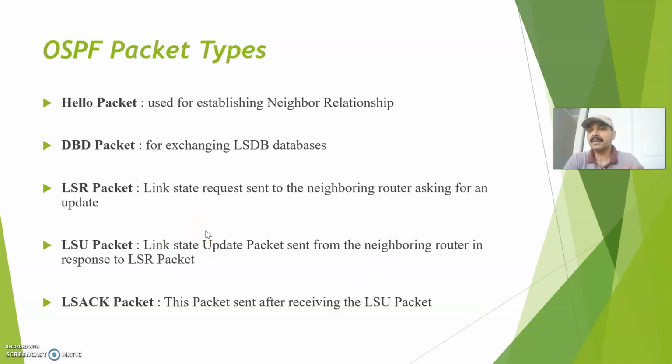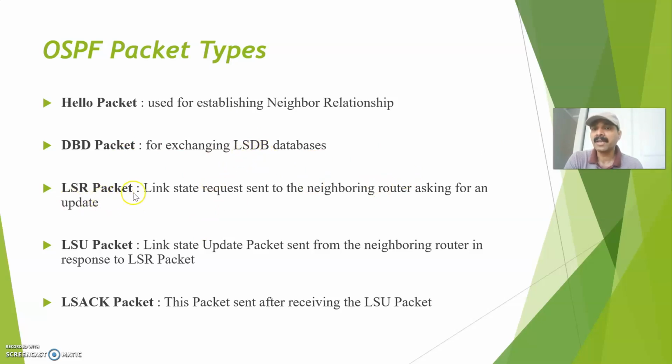So what are the packet types? The hello packet is used for establishing the neighbor relationship, and the DBD packet for exchanging the link state databases. So first is the hello packet. OSPF always exchanges hello packets for establishing the neighbor relationship between two different routers, and the DBD packet for exchanging any link state database. So you always exchange the information in the form of LSDB, that is, link state databases.